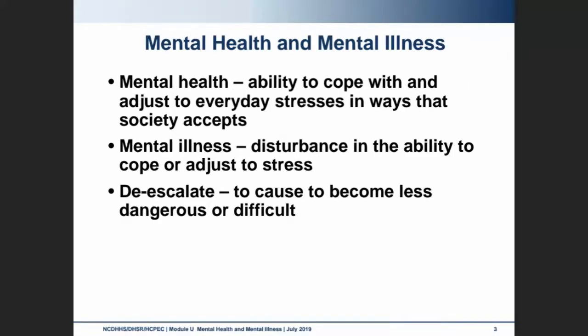So mental health is our ability to cope with and adjust to everyday stresses in a way that society accepts. Mental illness, therefore, is a disturbance in this ability to cope or adjust to stress. Our behavior and functions become impaired. We may have mental disorder, emotional illness, or psychiatric disorder. I mentioned de-escalating. Well, de-escalating is when we cause something or someone to become less dangerous or less difficult. And we'll talk more about that here in just a little bit.